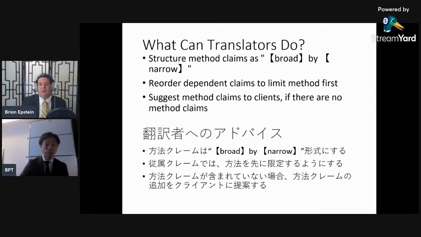And if there's not already method claims in the application for some reason, which is common in Japan, where applicants have to pay by the claim, maybe suggest method claims to your clients if there aren't already those claims. You're already in there, you're already translating the apparatus claim. I think a client would be thrilled if you offered an additional method claim at no or small extra charge, because it's an unexpected service.